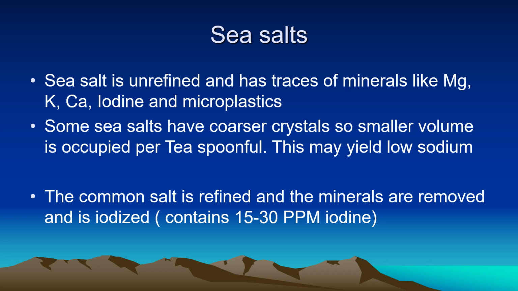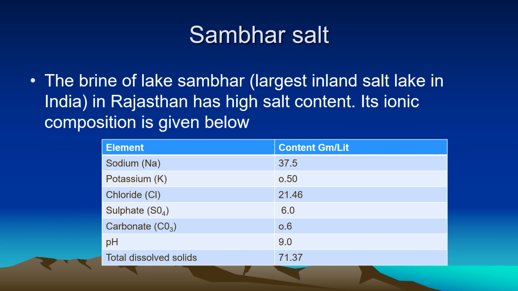That may yield a little lower sodium, but sodium is always there in sea salt. Common salt is refined from sea salt and iodized. By iodization, we mean more than 15 parts per million of iodine. Sambar salt is a special salt obtained from the Sambar Lake in Rajasthan, which is extremely salty.